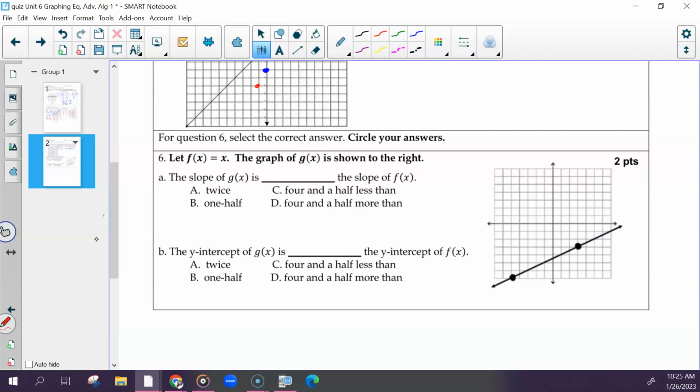If you counted the slope and y-intercept of this line, the slope is going up by 1/2 each time. Up 1 over 2, the slope is 1/2. And the y-intercept, if you're looking at that, is like -4.5. So for A, the slope is 1/2 the slope of f of x, and the y-intercept is 4.5 less than. Questions on either of those?